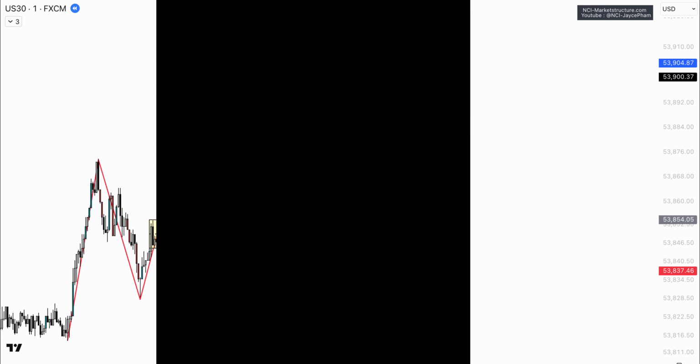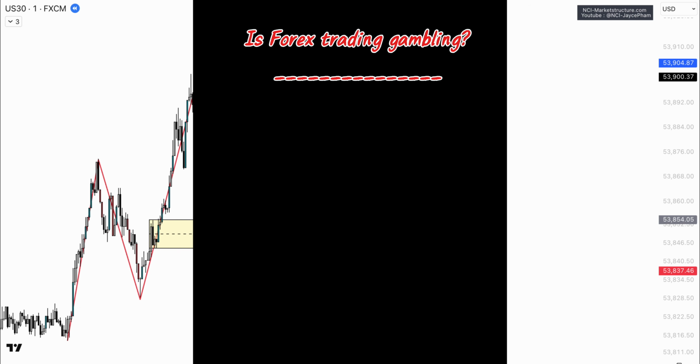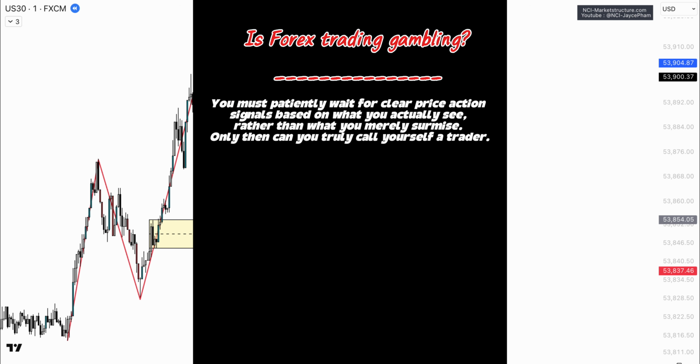Some people believe that forex trading is just like gambling. They hold this view due to a lack of knowledge, regarding the act of placing buy or sell orders as nothing more than a game of chance. However, trading is not about guesswork. You must patiently wait for clear price action signals based on what you actually see rather than what you merely surmise. Only then can you truly call yourself a trader.